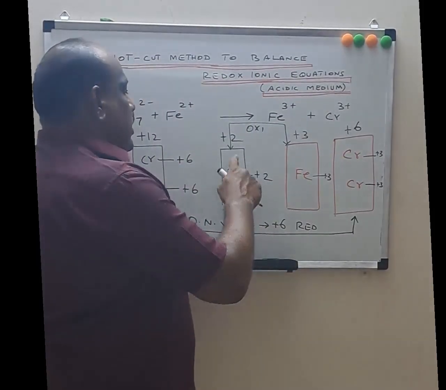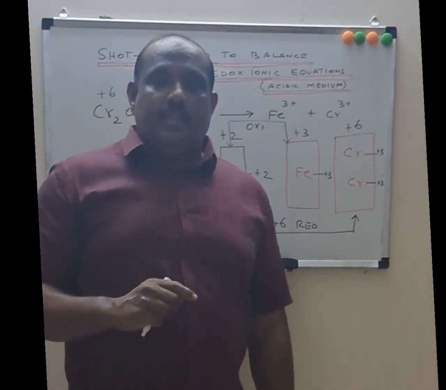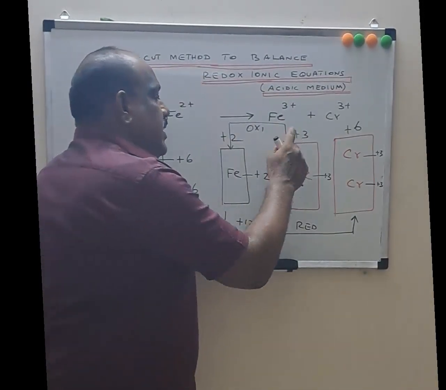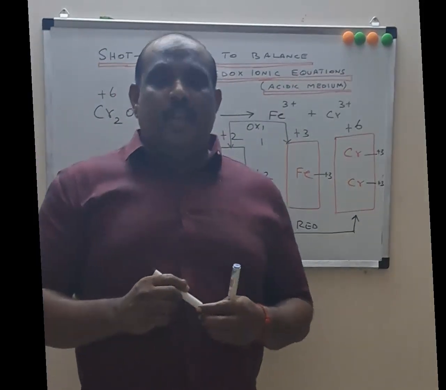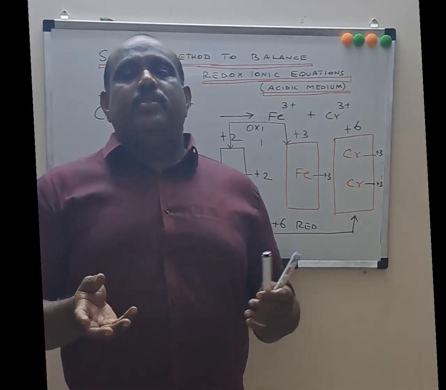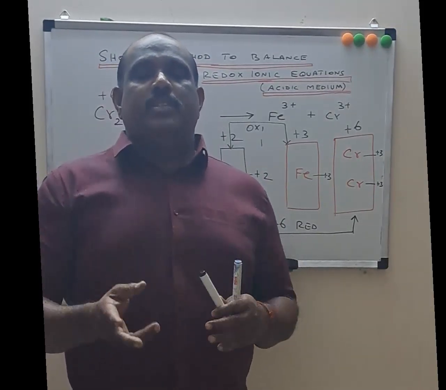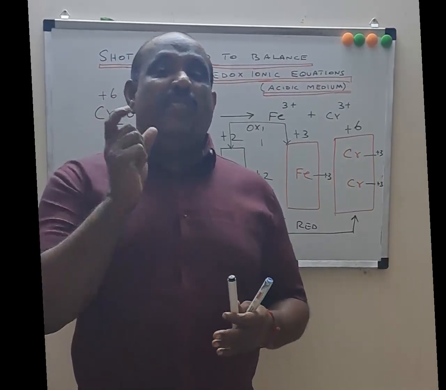Okay. So the next step is that you have to find the difference. So what is the difference between plus 2 and plus 3? It is 1. How are you telling plus 2 and plus 3 is 1? You have to find the difference. So the difference will be what? Plus 2 and plus 3 will become 1. If you add 1 to plus 2, it will become plus 3.